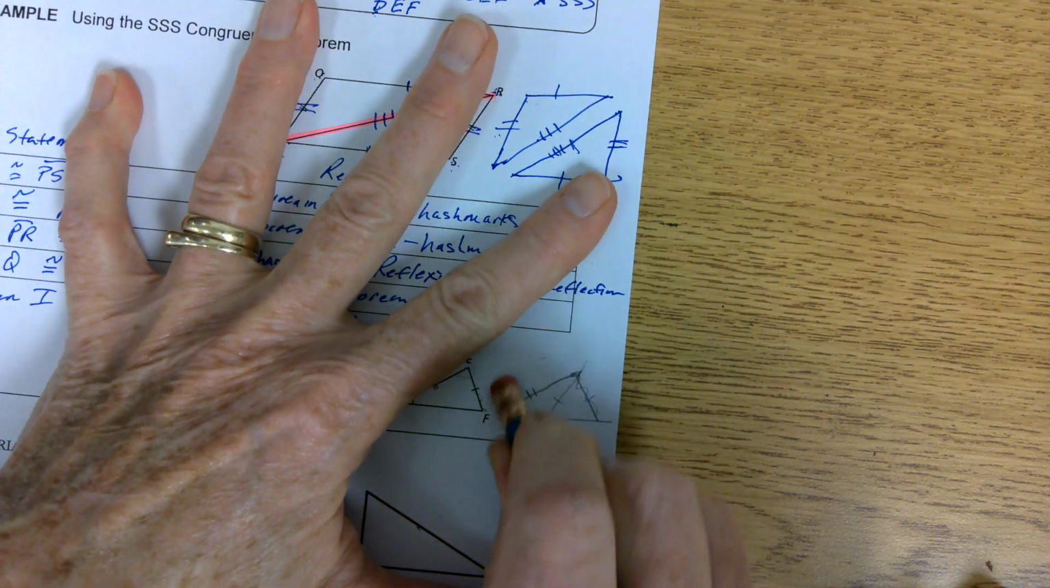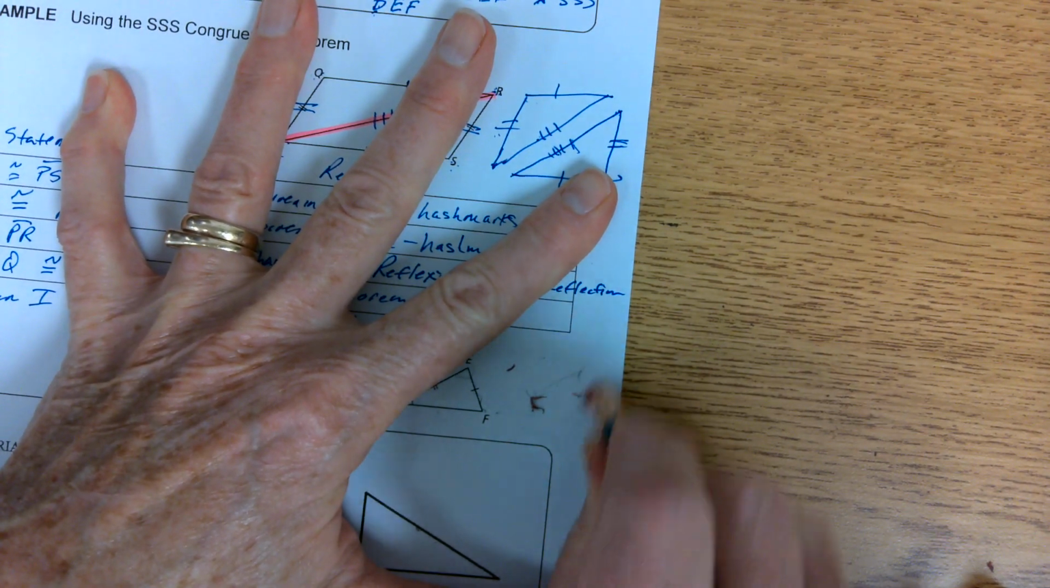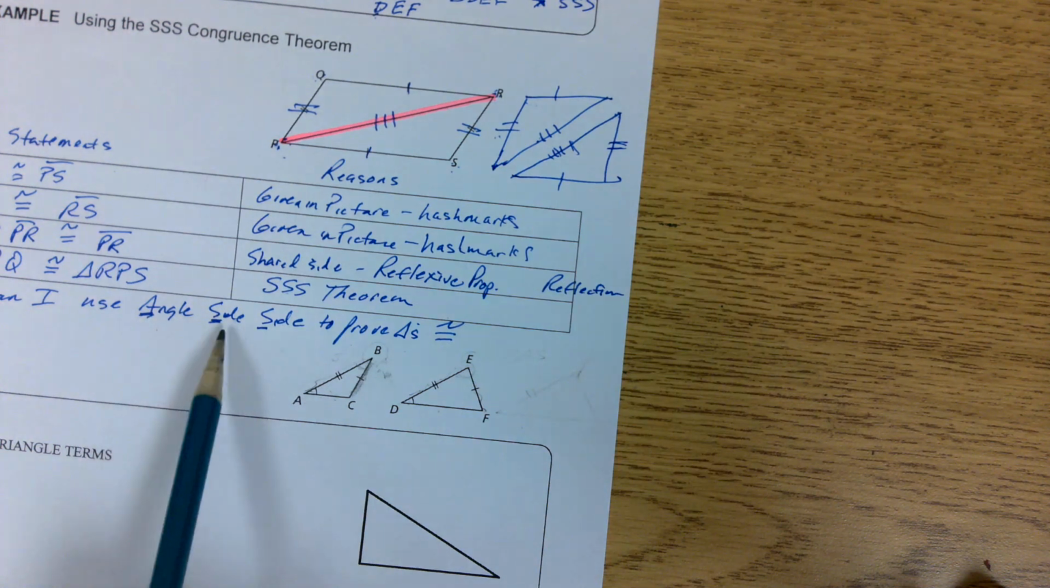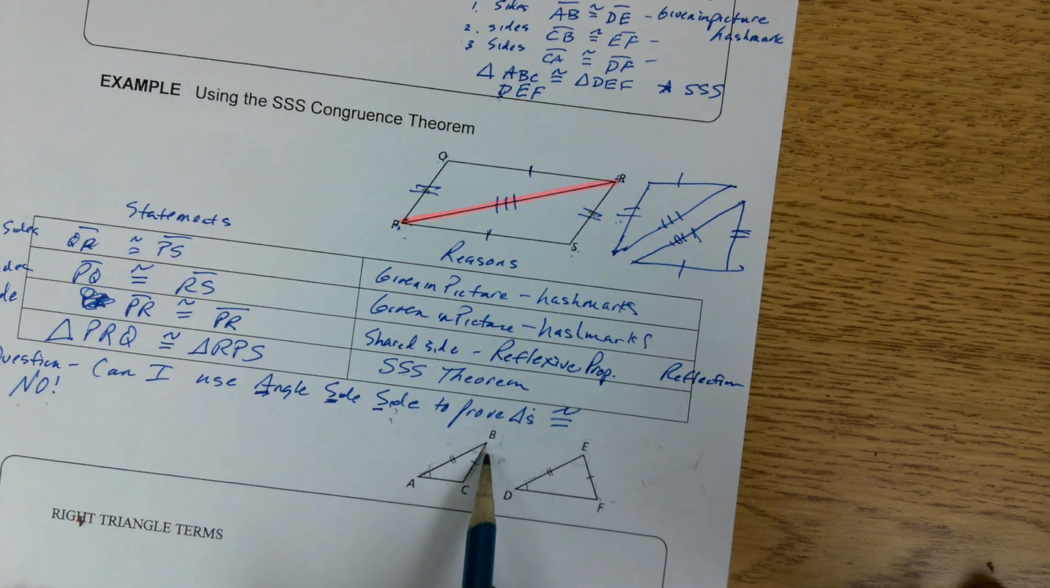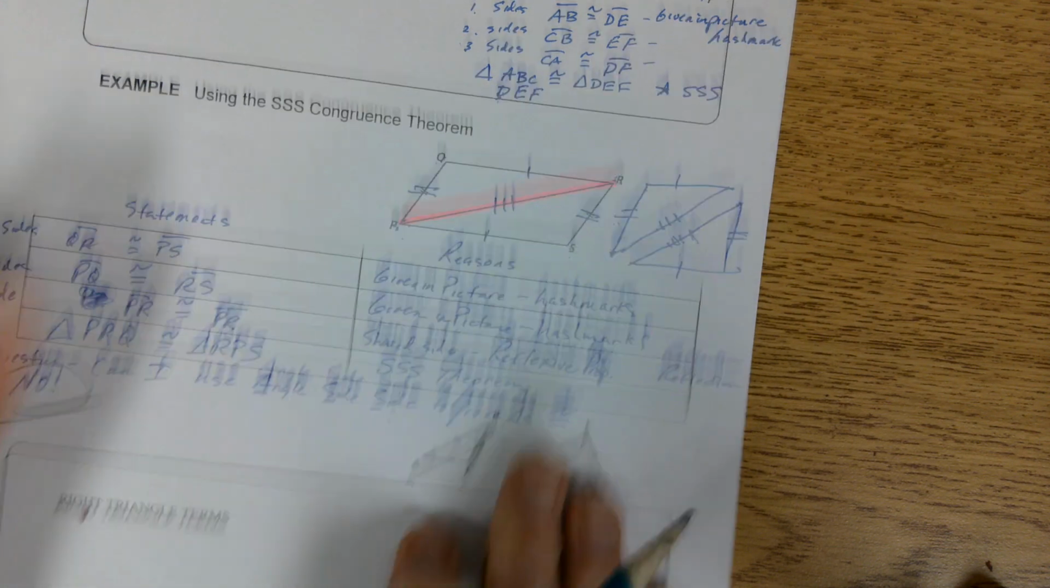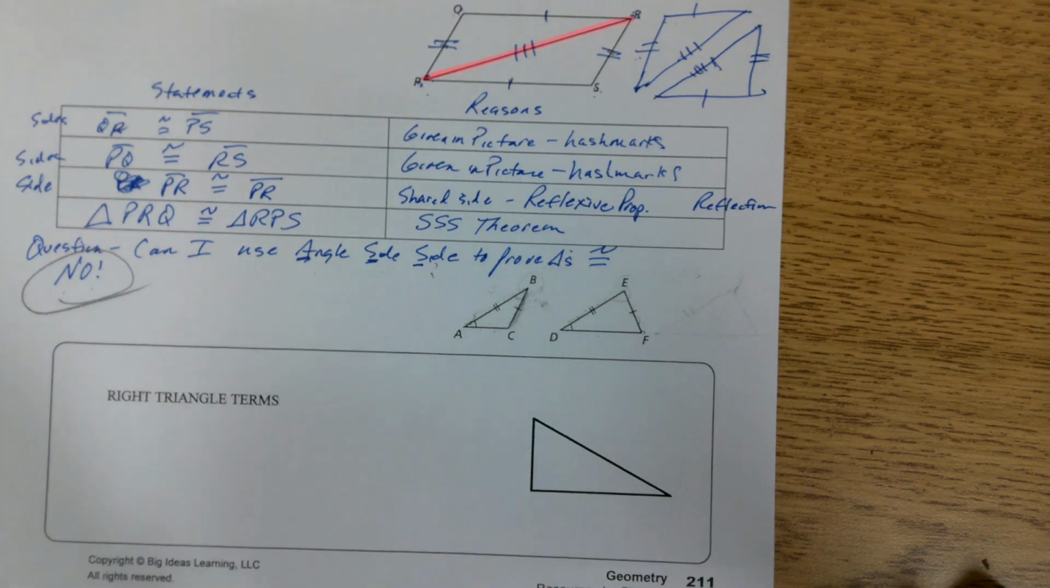So if you understood that, okay. If you don't, it's okay. But what you've got to take out of it: you can't write ASS on your paper, so you can't do angle side side. If you're going to use one angle with two sides, it always has to be the included angle. Okay? So let's go down here and talk about right triangles real quick.